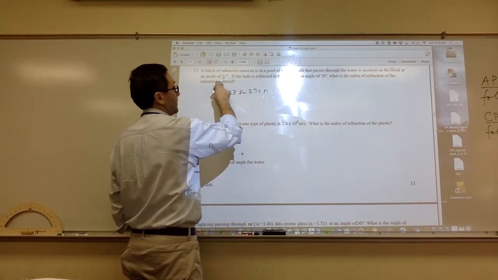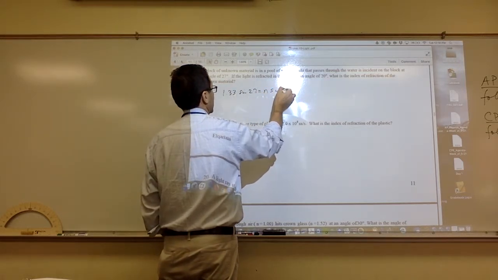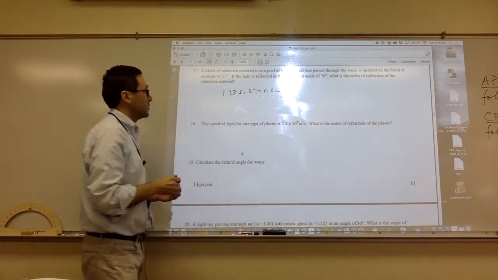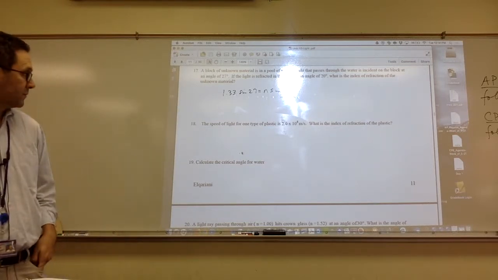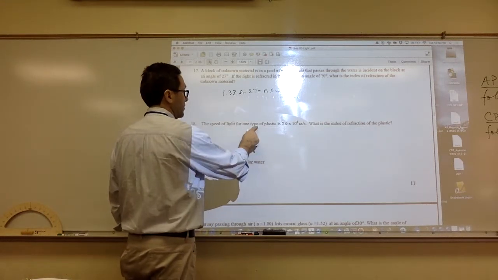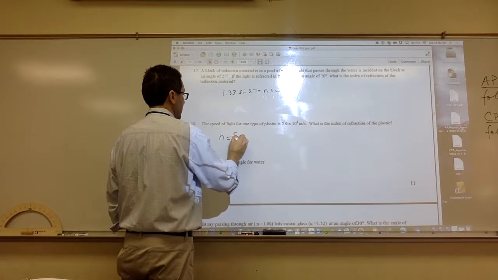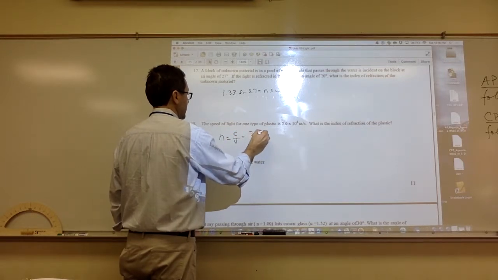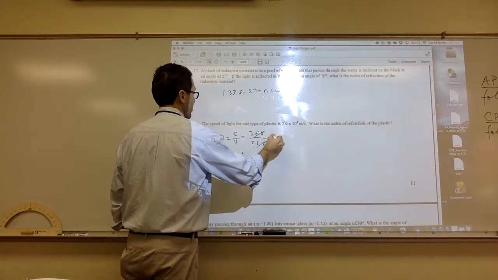We don't know what it is, right? So n sine of 20 degrees, and you can solve that equation, and you should get n equals 1.77. Number 18, they're giving you the speed of light in some plastic. What's the index of refraction? n equals c over v, so that's 3 times 10 to the 8 over 2 times 10 to the 8. So that should be 1.5.